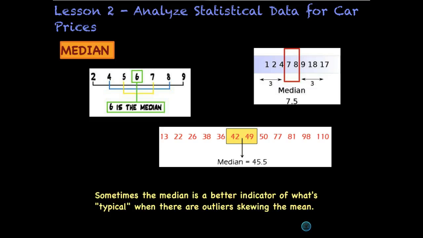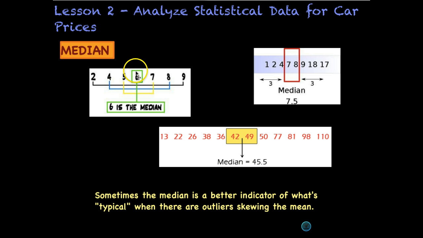Let's look at another statistical measure, and that's the median. Sometimes the median is a better indicator of what's typical when there are outliers skewing the mean. And we'll talk about outliers in a minute. But the median is just the middle number. If we place all the data in order from smallest to greatest, we just find the middle number, and that's the median. So it doesn't rely on the value of the numbers, just the placement of the numbers.